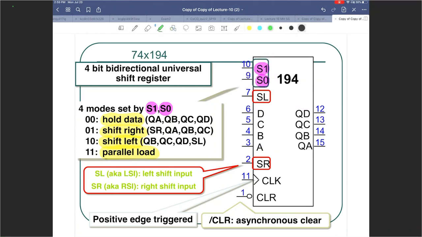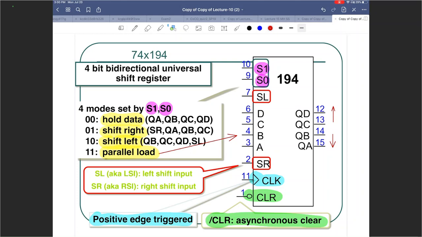Let me color code it. Asynchronous clear right there. Then we had positive edge of the clock right there. Parallel load, I need to use all of these, right? I need to use those 4 inputs to do a parallel load. Then I have shift left, shift right if I want to move things left or right over here. Hold data essentially means don't change it. Let it be what it was earlier.